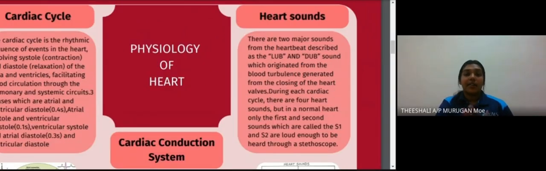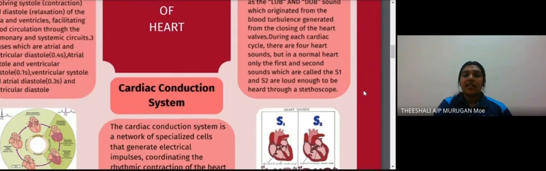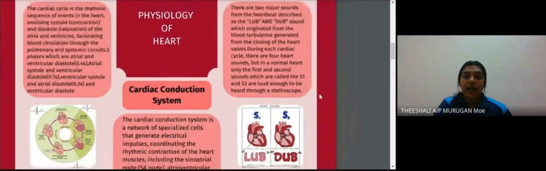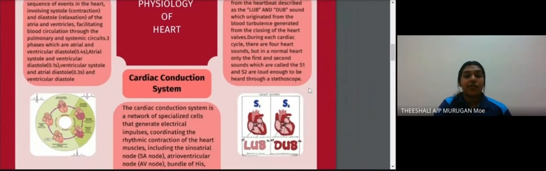Now, heart sounds. There are two major sounds from the heartbeat, described as the lub and dub sounds, which originate from the blood turbulence generated by the closing of the heart valves. In each cardiac cycle, there are four heart sounds, but in a normal heart, only the first and second sounds, called S1 and S2, are loud enough to be heard through a stethoscope.